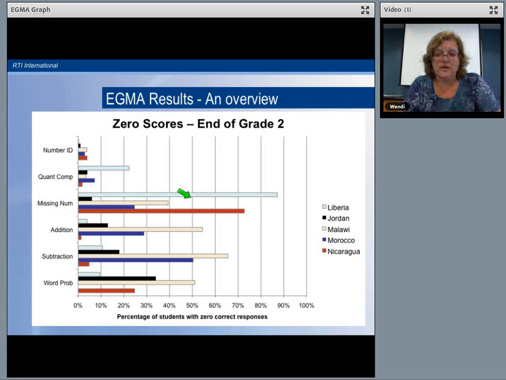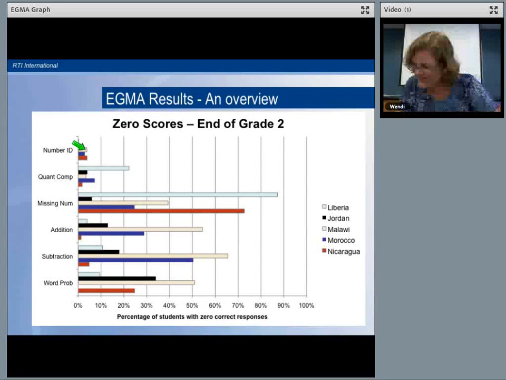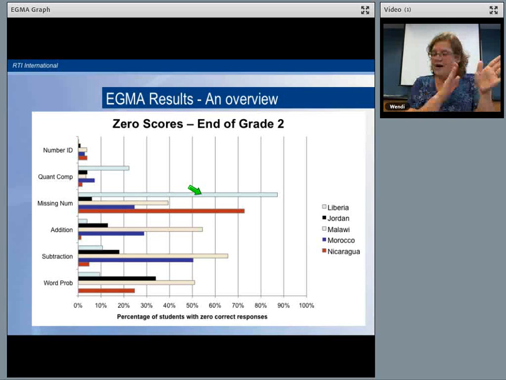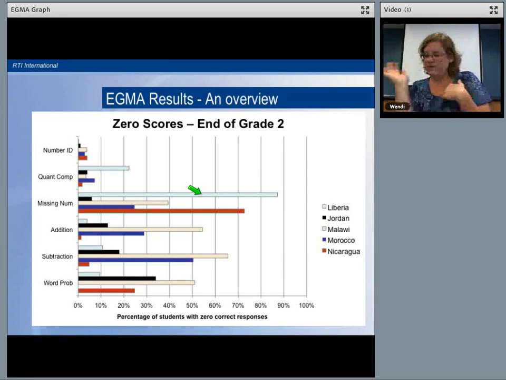Okay, let's see. So for ID, again, I was saying, at first glance, not many zero scores, but I want to point out that if we were just going up to 0 or 1, now Malawi comes in at 7% that can only ID 1 number. So they didn't get 0, then 47% of the children can only name 1 number. So now, missing number, the samples, as I was saying before, might be having, for example, 4, 6, and then the student is to name the next number. That was one of the examples.